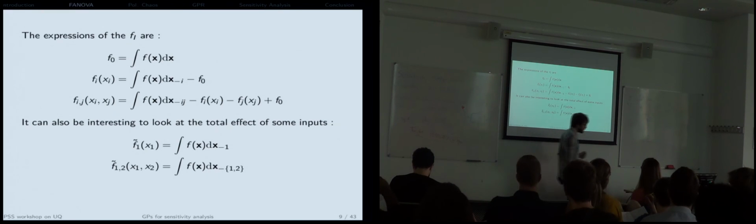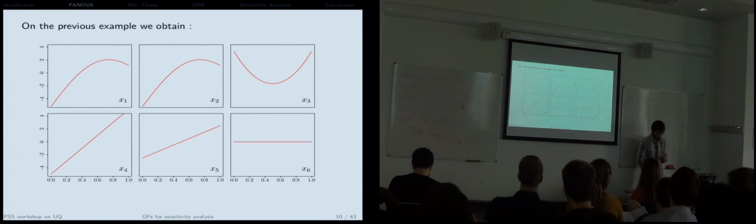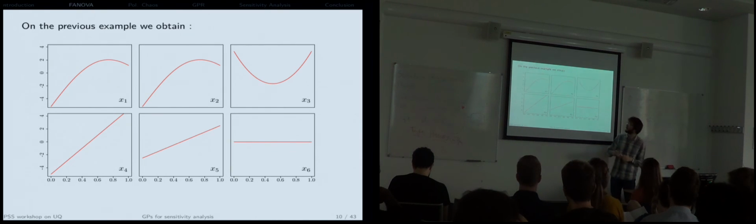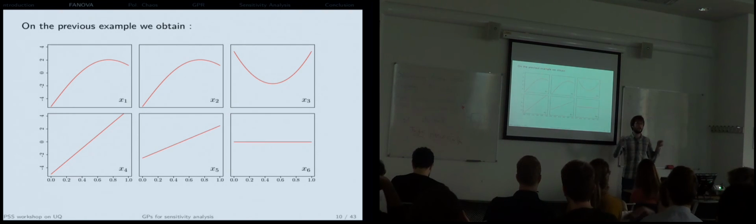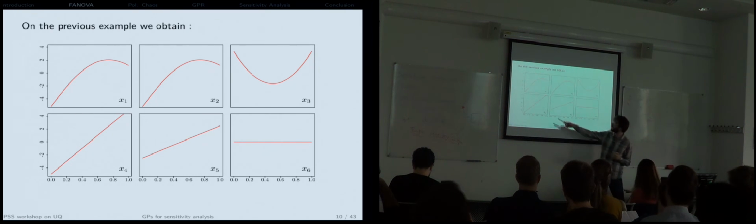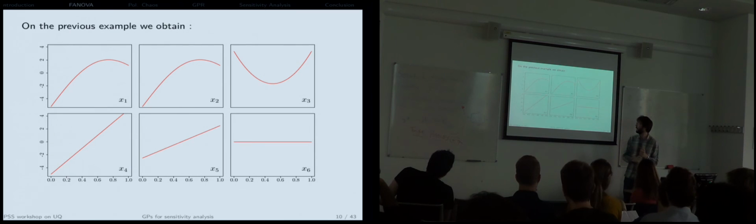So if we come back to our test function, this is what we obtain. So we have x1 and x2 that have the same effect. So it's normal, because if you remember the definition of the function, it was the sine of x1 times x2. It has to be symmetric with these two variables. And something quadratic for x3, something linear for the two other variables, and nothing happened for the last one.